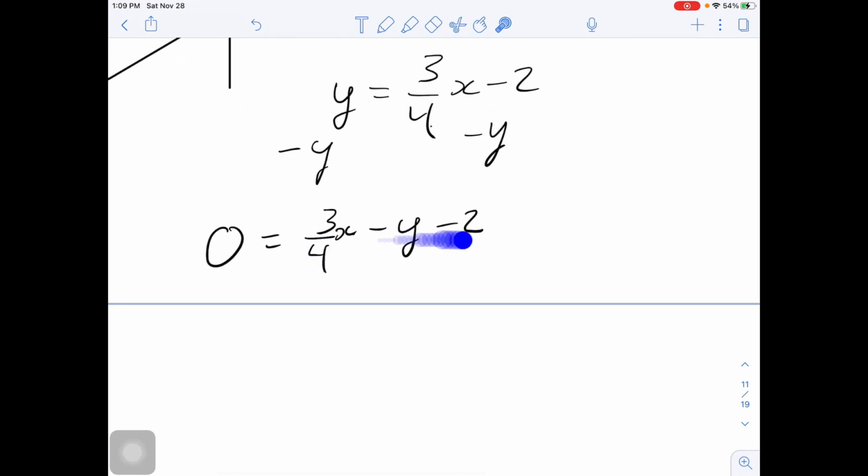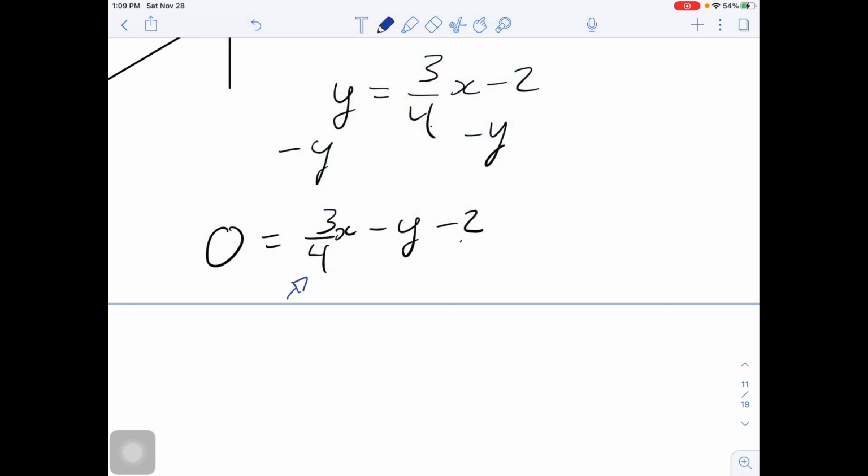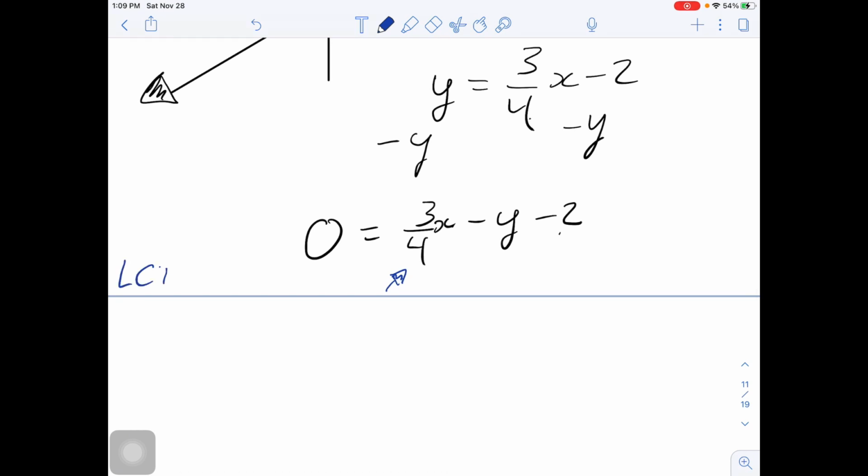Once you get it into this form, in order to get rid of your denominators, you want to multiply by your lowest common denominator. And in this case, my lowest common denominator is simply 4, because 4 is in the denominator. So I'm going to multiply every single thing by 4. Not just this by 4, but also this by 4 and this by 4.